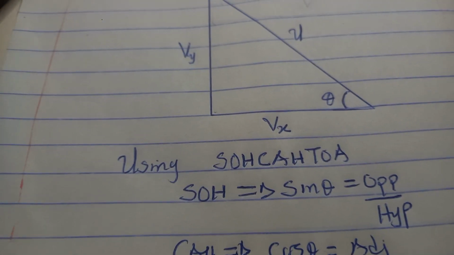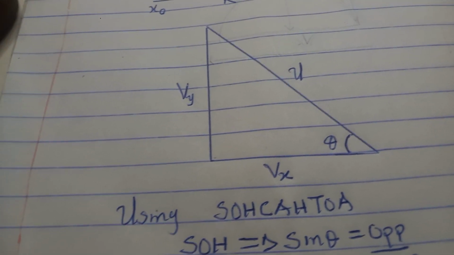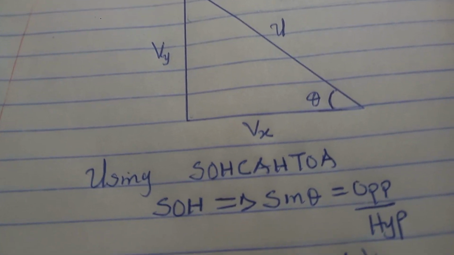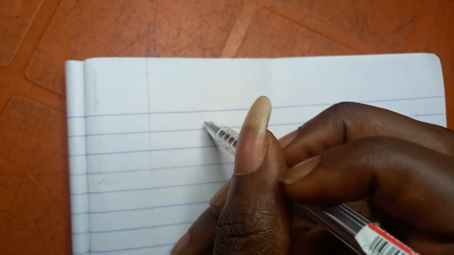What's SOHCAHTOA? SOHCAHTOA is a trigonometry abbreviation for sine, cos, and tan. So SOH means sine theta equals opposite over hypotenuse. Likewise, CAH means cos theta, that's adjacent over hypotenuse. And TOA means tan theta, that's opposite over adjacent.